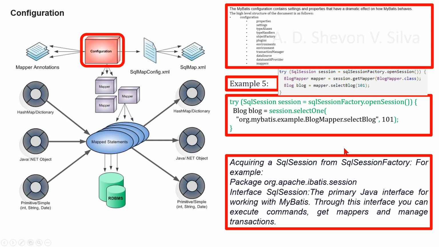Now we are considering acquiring a SQL session from a SQL session factory. For example, here the interface SqlSession is the primary Java interface for working with MyBatis. Through this interface, you can execute commands, get mappers, and manage transactions. This is in the package org.apache.ibatis.session.